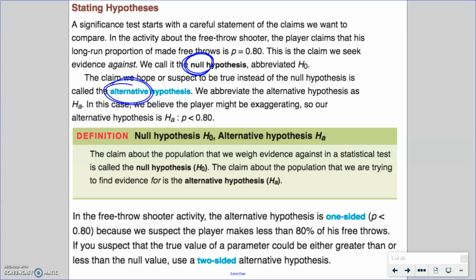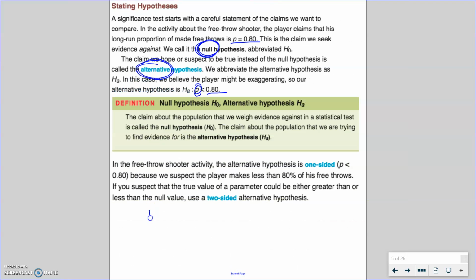The null hypothesis is basically what is already claimed, what's already stated out there. The alternative is what we're trying to prove. So in this case, we believe that the player might be exaggerating. So our alternative hypothesis is that we think his proportion is less than 80%, versus he's claiming it is 80%. The way we would write that is H sub 0, that's your null hypothesis, and you would say, he's claiming that the proportion of times he makes a free throw is 80%.